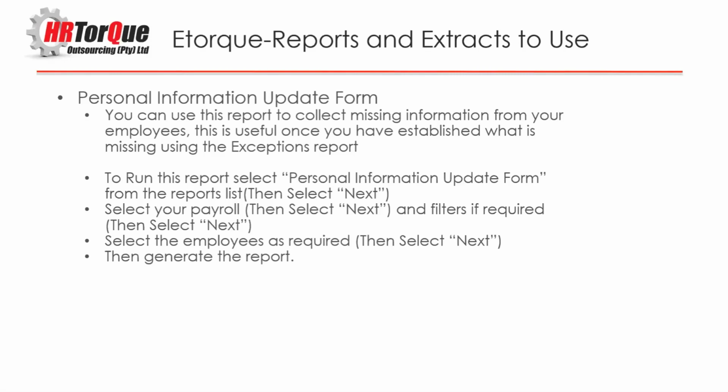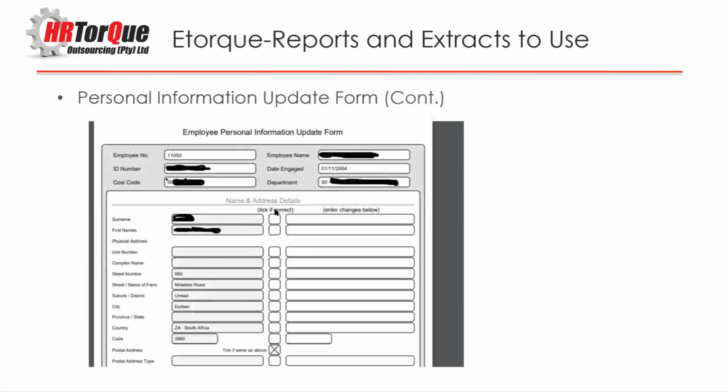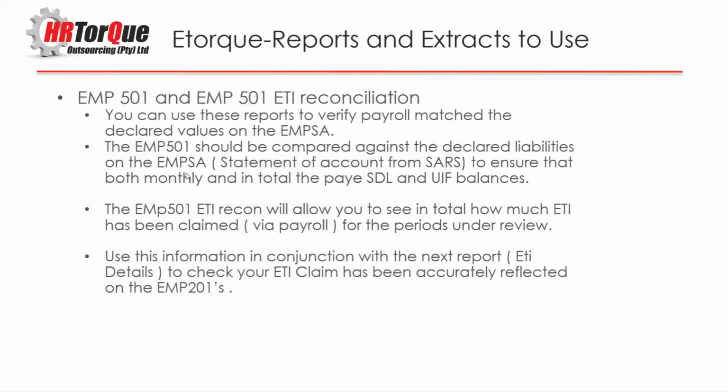To run the report, same thing. You're going to log into the payroll software. You're going to go to the reporting section. You're going to search for the personal information update form. You're going to click next, and you're going to cycle through. You can either select all the employees, or you can just select 1 or 2 that you have an issue with. That gets generated. Something along this.